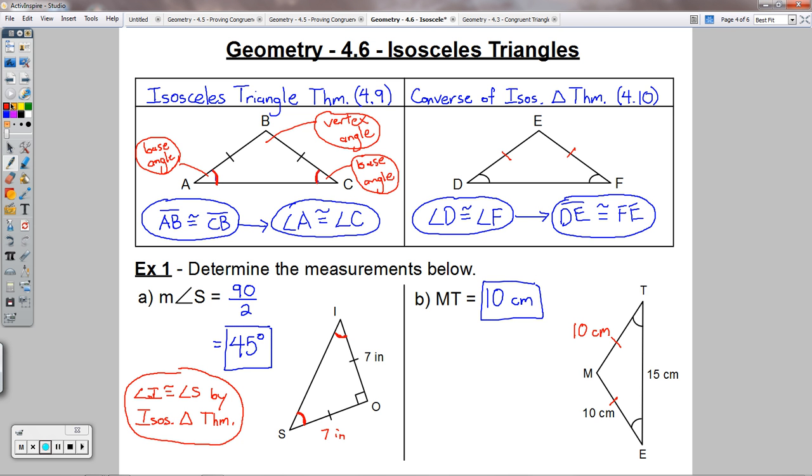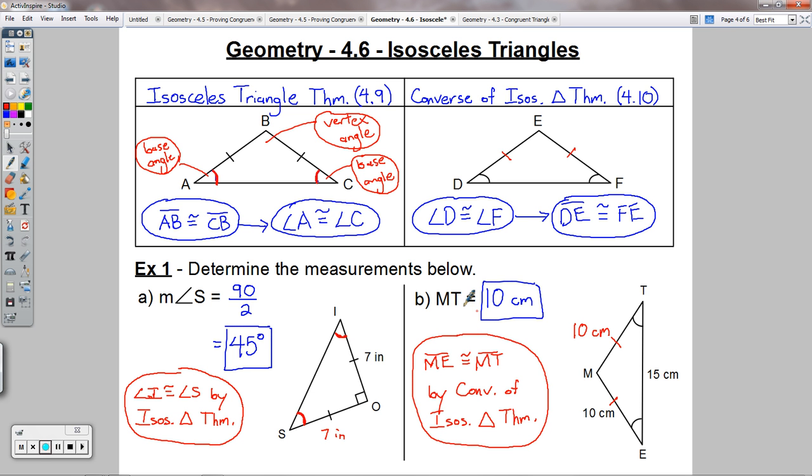And so on this one, we used the converse of the isosceles triangle theorem. So we've got ME is congruent to MT. And I'm just writing this down so that when you look at this later, potentially, you know where this came from. So it was by the converse of the isosceles triangle theorem. So that's why that was true.